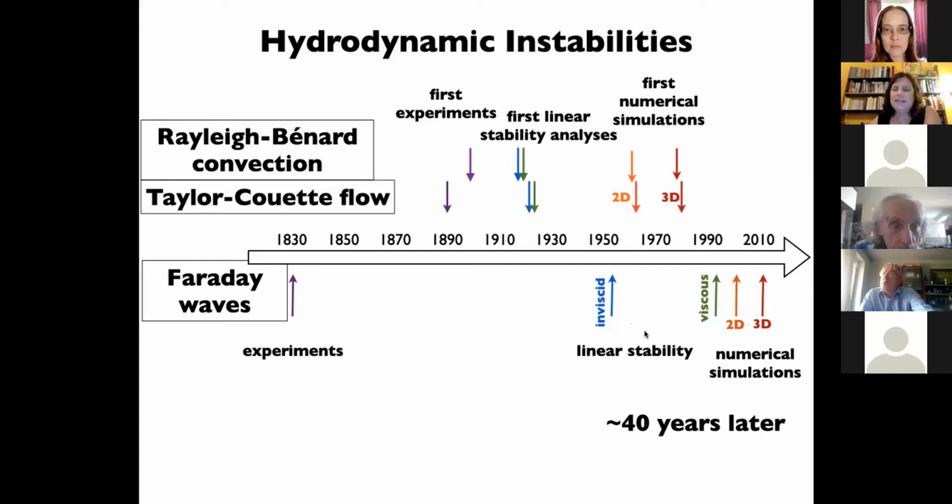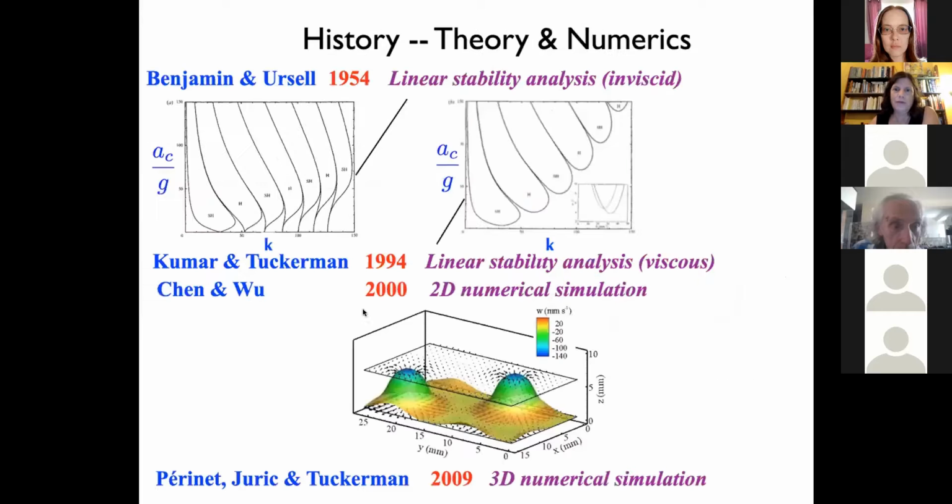The inviscid linear stability analysis was done by Benjamin and Ursell in 1954, so long after the Taylor-Couette and Rayleigh-Benard analyses, and the viscous one done by me in 1994, again long after Rayleigh-Benard and Taylor-Couette, and these numerical simulations were done only in the 21st century, unlike those of convection and Taylor-Couette flow. So here are some of these early results.